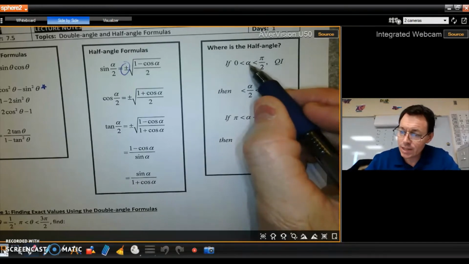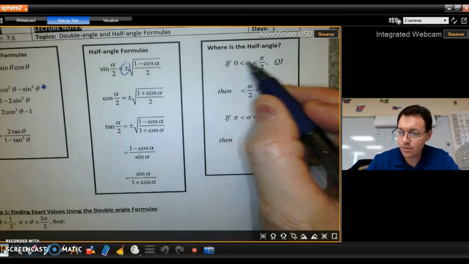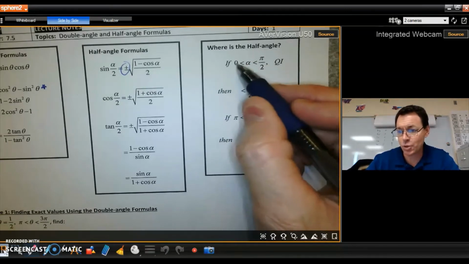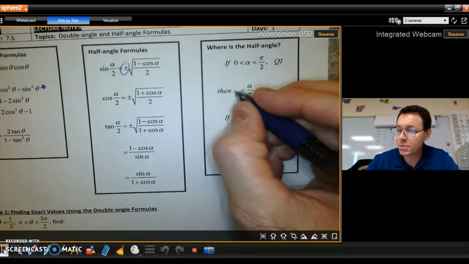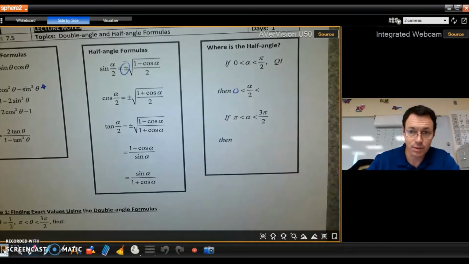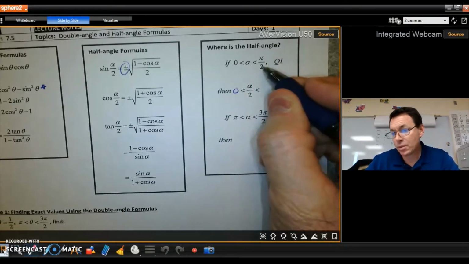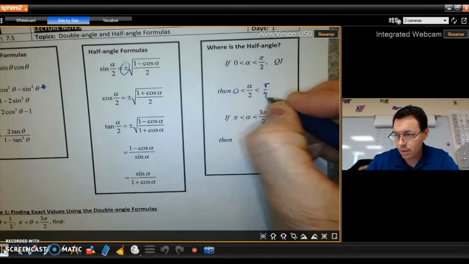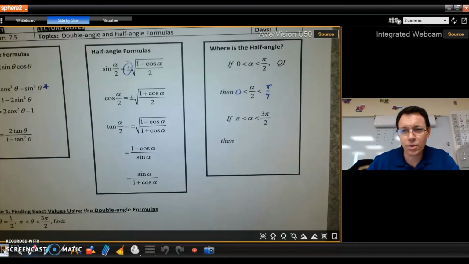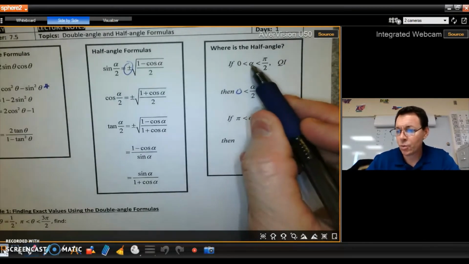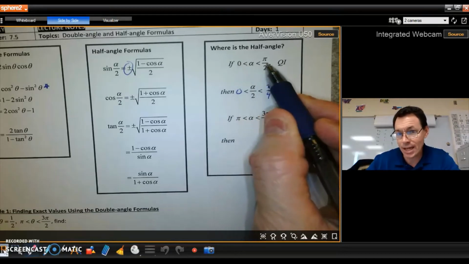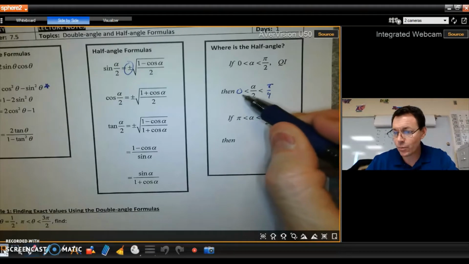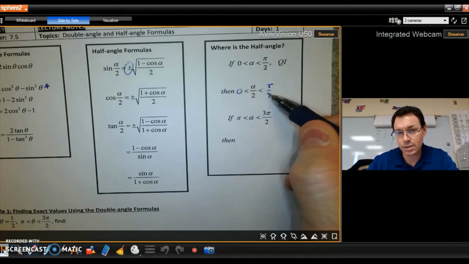Well, if you divide this angle in 2, it's also going to divide these 2 boundaries in 2. This half angle is not between 0 and pi over 2 anymore. It's between 0, because 0 divided by 2 is 0, and pi over 2 divided by 2. It's going to cut these boundaries in half. So that's pi over 4. Well, think about it in degrees. It'll make your life easier. If the original angle is somewhere between 0 and 90, and you're going to cut that in half, then this new angle is somewhere between 0 and 45. It's exactly half of those.